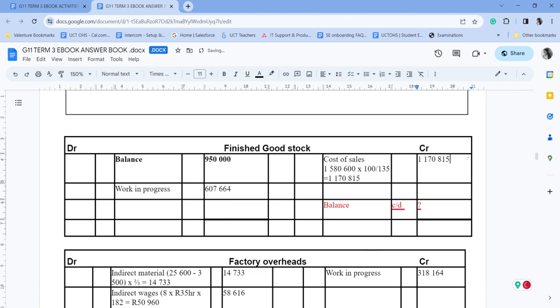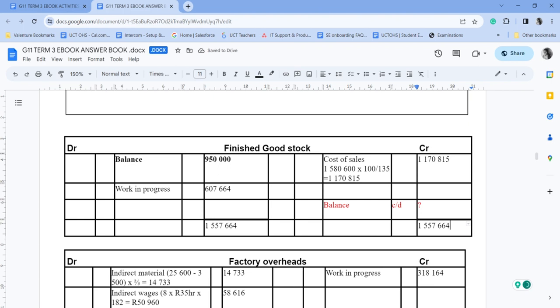Now I am in a good position to close off the account. How do we close off this account? Obviously my debit side is bigger, so I will close off my debit side. I'll say 950,000 plus 607,664. Pause the video and find out if you can work out what I worked out on your side. Don't just take things, and if you have questions, don't hesitate to ask. My debit must always be the same as my credit side, and this is what I have here.